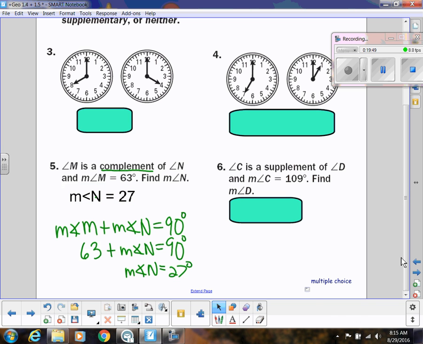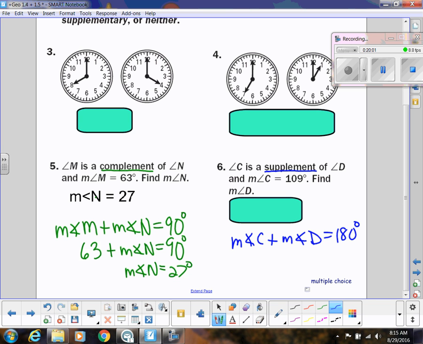All right, same thing with supplementary. They might just use the word supplement. So then we know that angle C plus the measure of angle D add up to equal 180. And then again, if you know what one of them measures is, then you can just subtract that measure from 180. So now we know that the measure of angle D is 71.